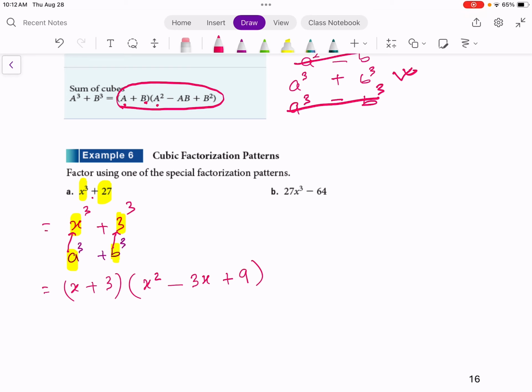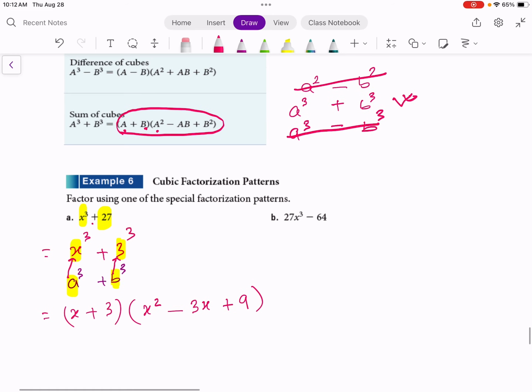Now in the similar way we have number b, and in number b we have a binomial. Do we have any common factor in both of the terms? We do not have any common factor. Now the next, is this a difference of squares, a difference of cubes, or a sum of cubes? What do you think? Difference of cube. Now we have to rewrite it as a difference of cube. Now we have 27x cube. We have to rewrite 27x cube as a cube of some expression. So the cube of what expression is equal to 27x cube?